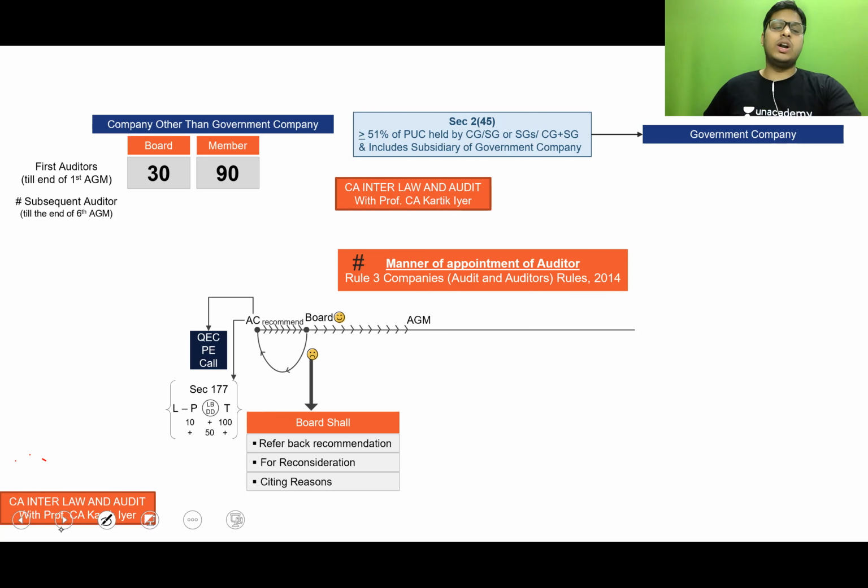If the audit committee reconsiders the name, then again the procedure will be followed. They will suggest a name, recommend the name to the board. The board, if they like it, recommends it in the AGM. If not, they'll again give it back to the audit committee. All these things will go on.